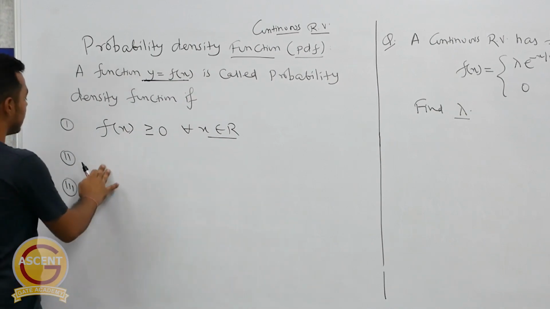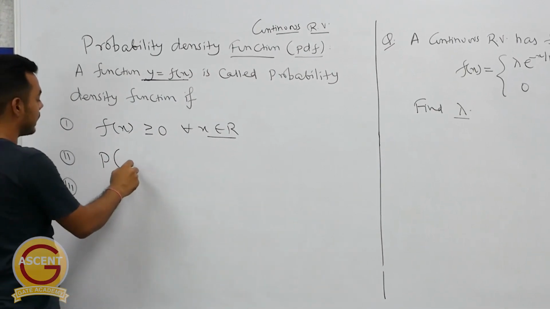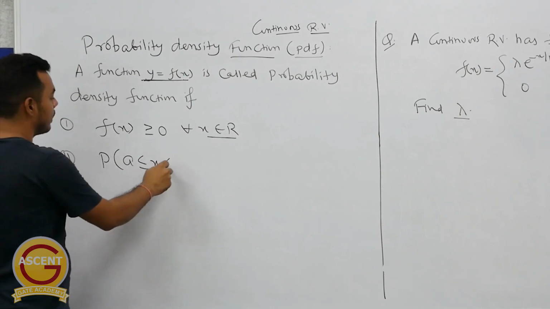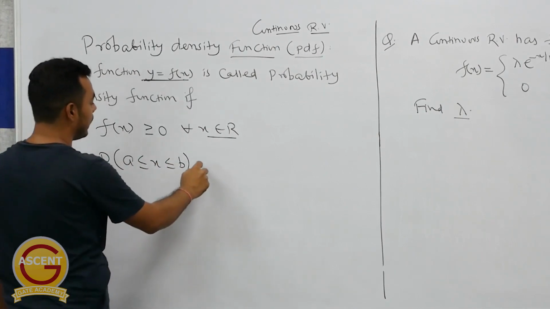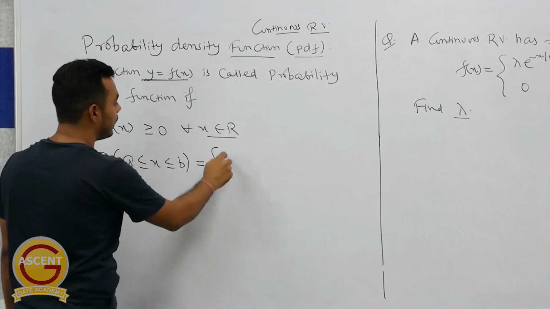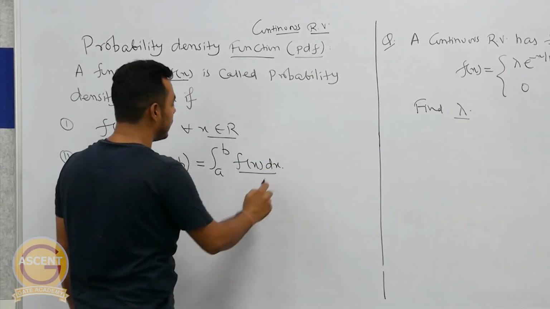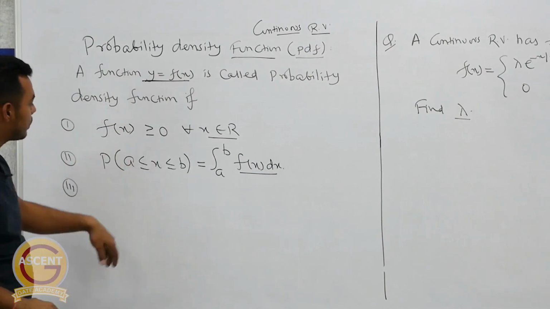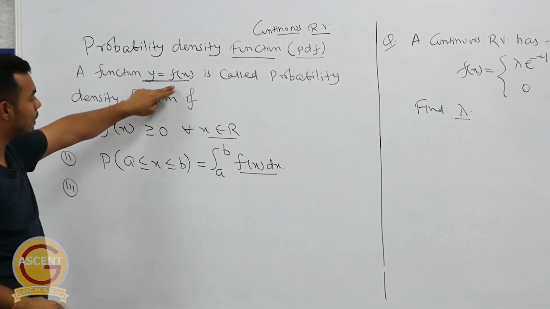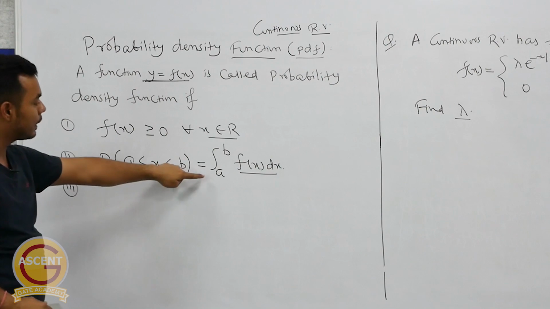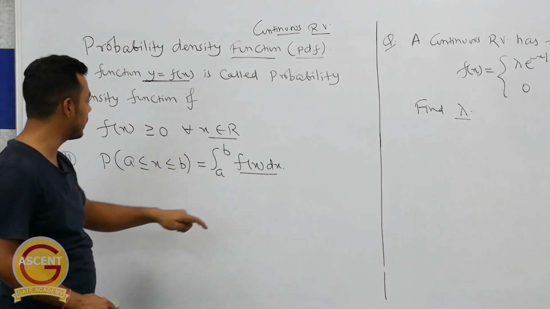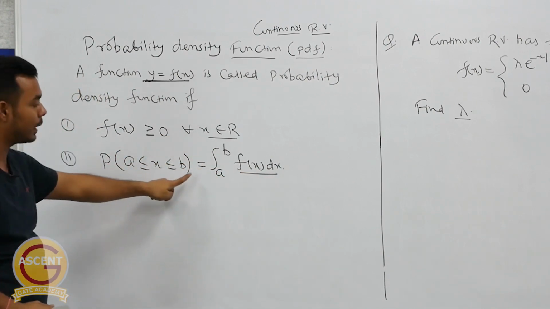The second condition is that the probability that x is from a to b is given by the formula integration a to b f(x) dx. So this is the second condition. The first condition, f(x) is always positive. Second, if f(x) is a probability density function, then integration a to b f(x) dx will give you the probability that x is from a to b.